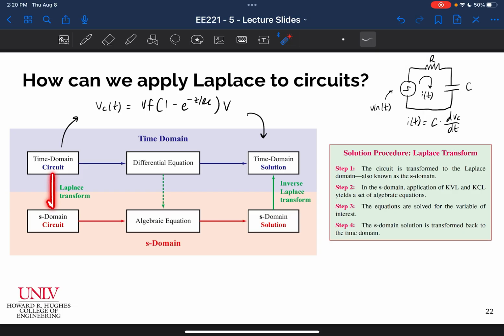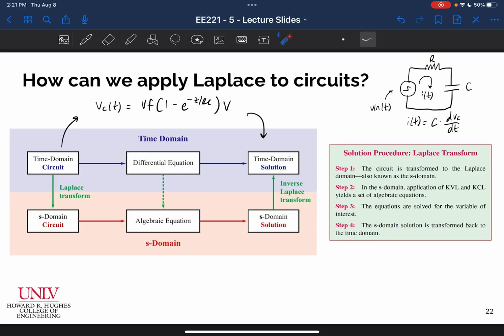But we can take the Laplace transform of different elements and different functions and different voltage sources, etc., in a circuit. Then once we have an S domain circuit, we can solve that circuit using algebra in the S domain. So the nice thing is we don't have to use calculus. We can use algebra in the S domain because the transform makes it a much simpler, more algebraic circuit to solve. And then once we get an S domain solution, we can take the inverse Laplace transform to move back to the time domain and end up with our original function.